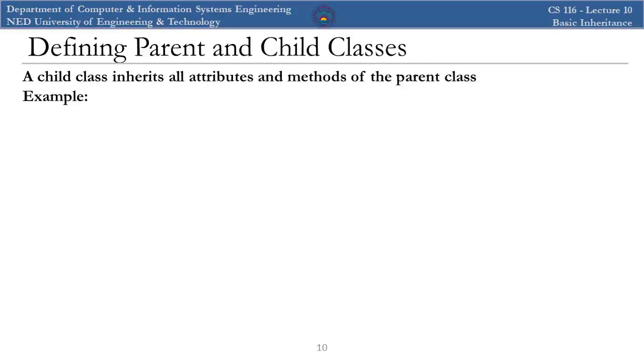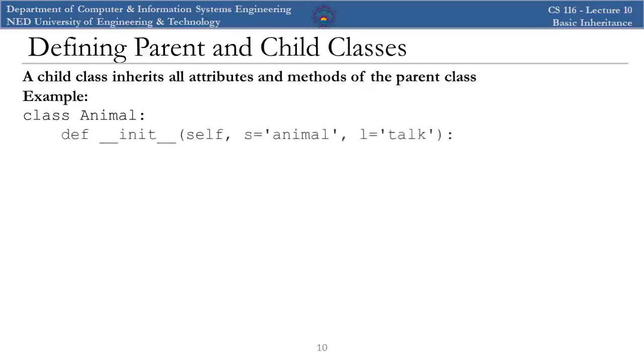So let's write code for the base class first, which is animal. This is the class definition: class followed by the class name and then a colon. We are not inheriting it explicitly from any other class, but we know that it has been inherited from that base class object. So this is the first method that I'm defining here.